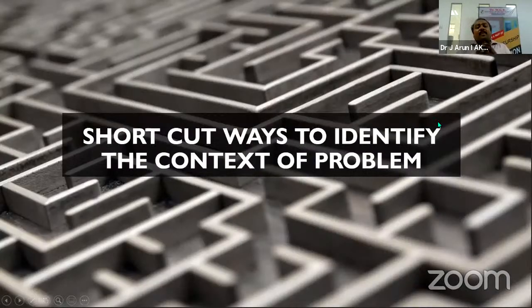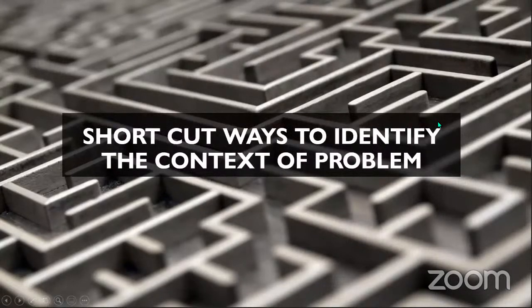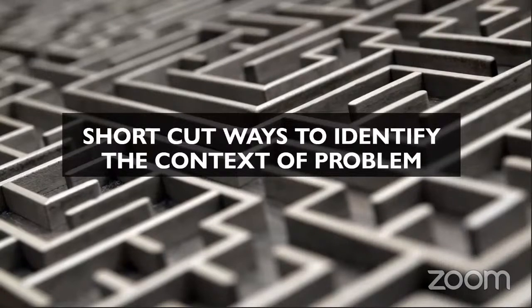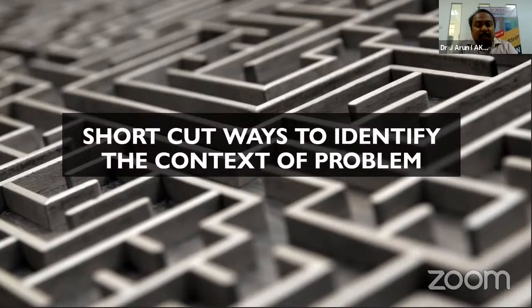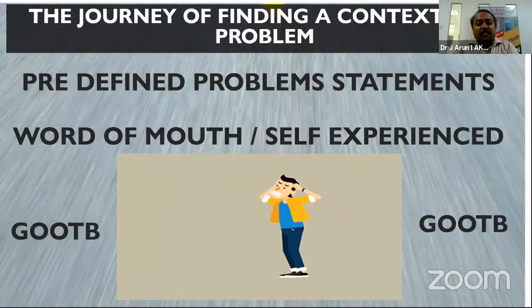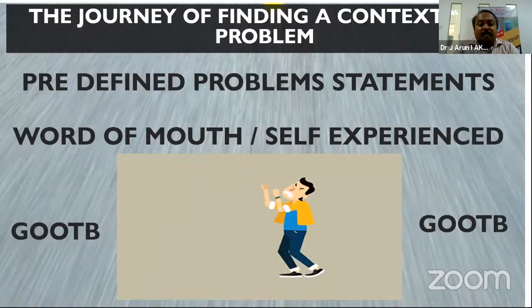So how to identify the shortcuts to the context of the problem? I'm telling context. Context first: identify the problem completely. COVID-19, this many solutions are there. The problem is simple, and this many solutions are there. So remember, what are all the shortcuts to identify the context of the problem? The first one is predefined problem statements, word of mouth and self-experience.